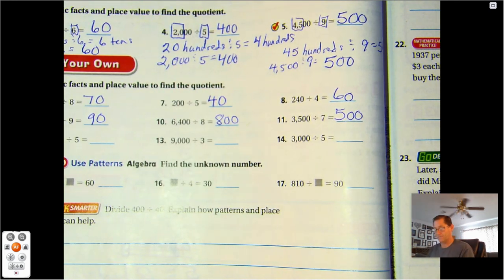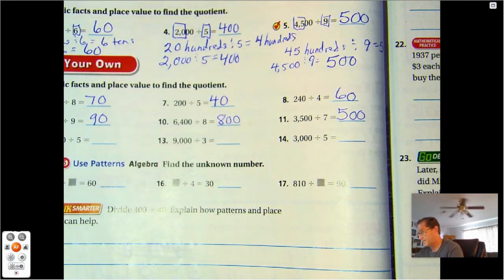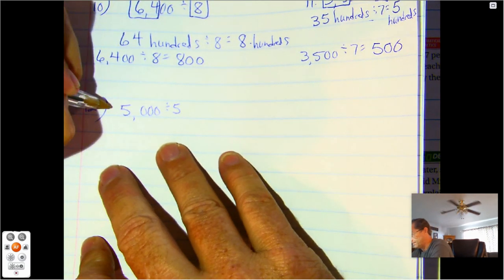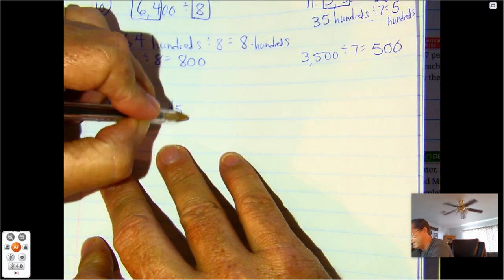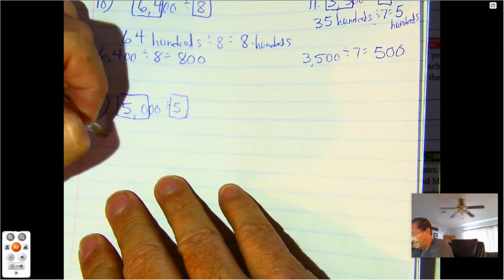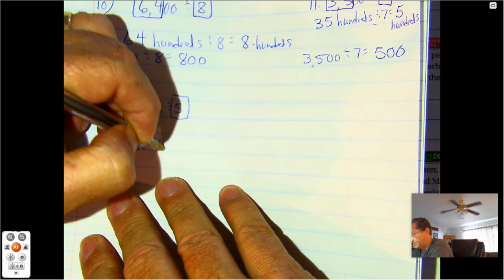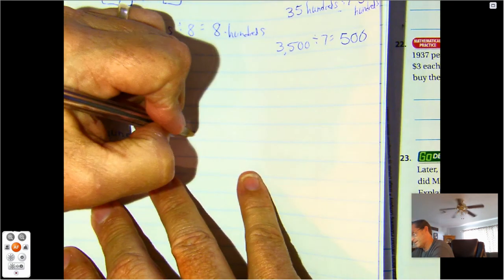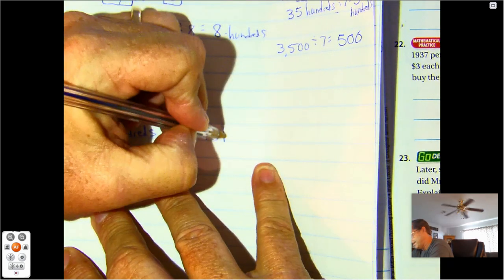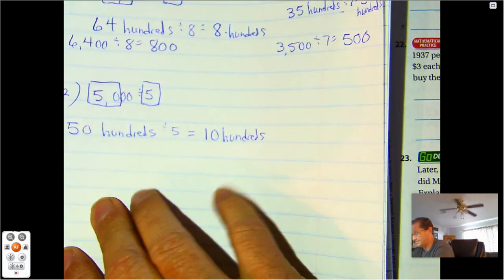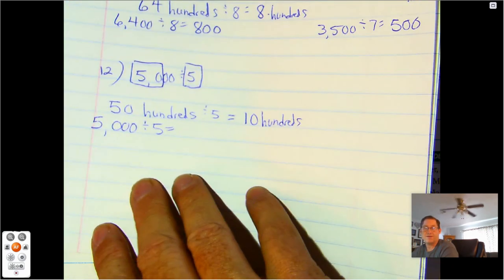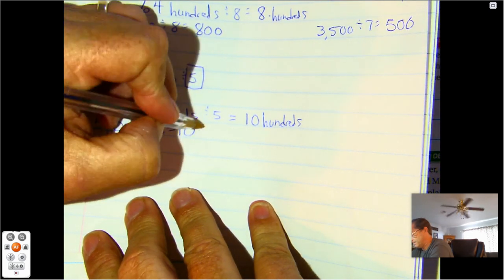Number 12. We have 5,000 divided by 5. This is the basic math fact, 50 divided by 5. So I'm going to have 50 hundreds divided by 5. 50 divided by 5 is 10, so 10 hundreds. 5,000 divided by 5 is 1,000.